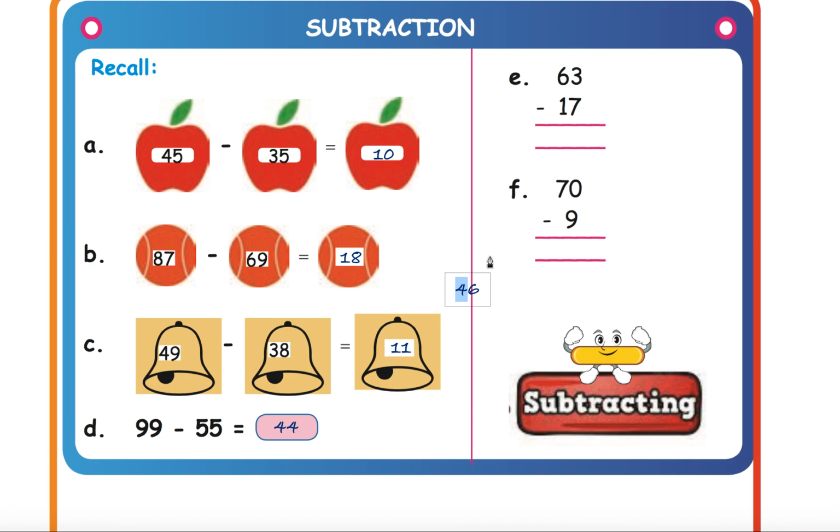If you add now, both 46 and 17, their sum should end up at 63. 6 plus 7, 13. 3, 1, 4, 1, 5, 6.